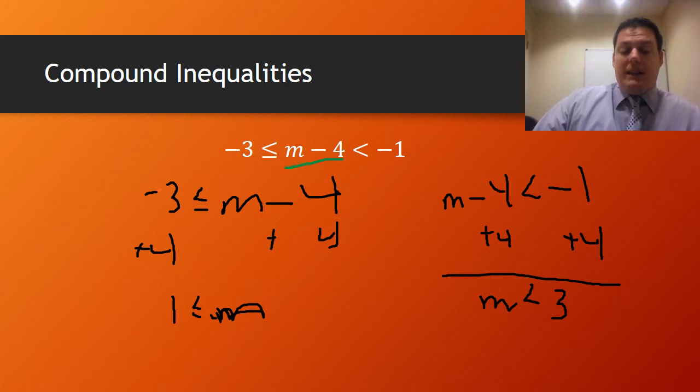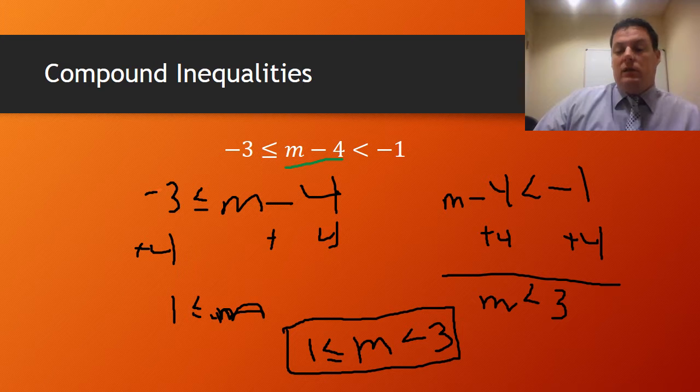So we can put it back together. M is greater than or equal to 1 and less than 3. So that's a compound inequality.